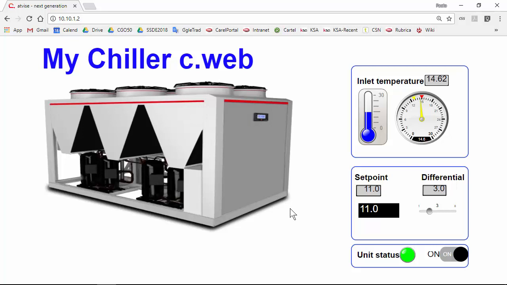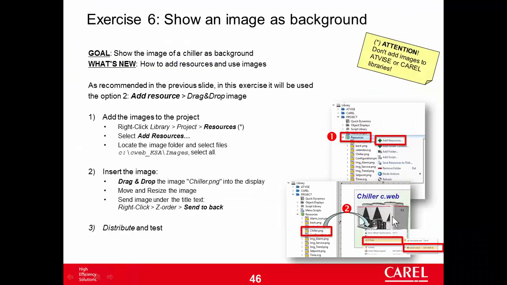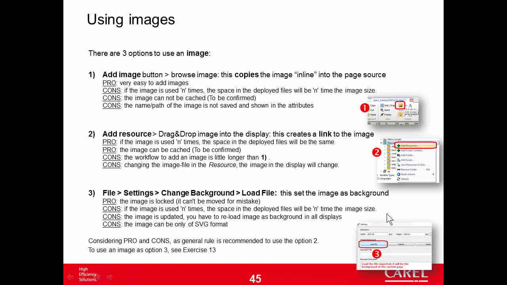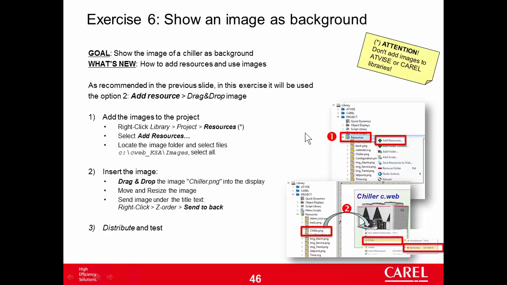Okay, quick summary. The goal was to show the image of a chiller as a background. I told you that there are three options to place an image, or to place an image as a background, and in this exercise I chose option number two. So I right-clicked the resource, add resource. After that, simply drag and drop the image from the Solution Explorer to the page. If necessary, you can use the Z order to send the image, or in general a widget, back or bring it forward compared to others. That's all.